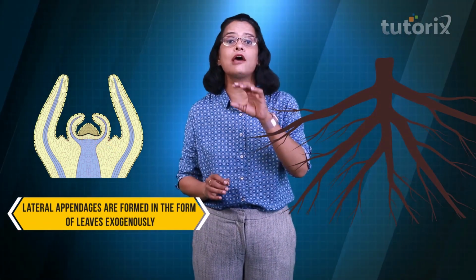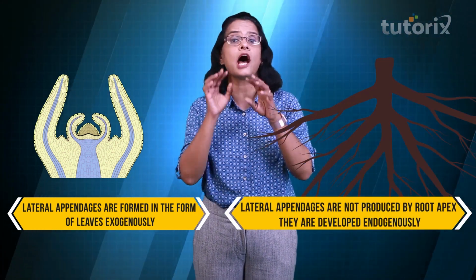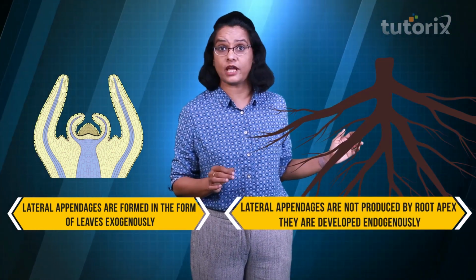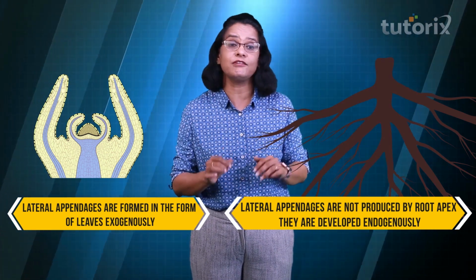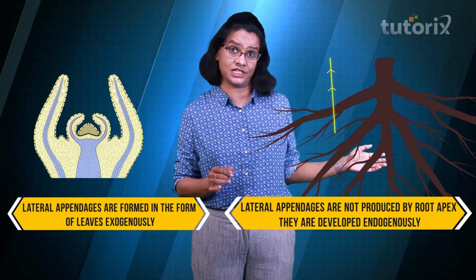In case of shoot apex, the lateral branches are formed exogenously or from outside in the form of leaves, whereas in root apex, the lateral branches are not formed from the root apex, whereas they are derived from the interior of the root and are said to be endogenous.